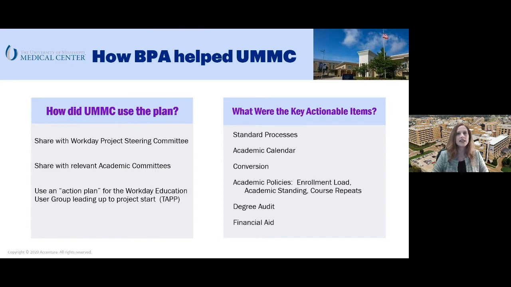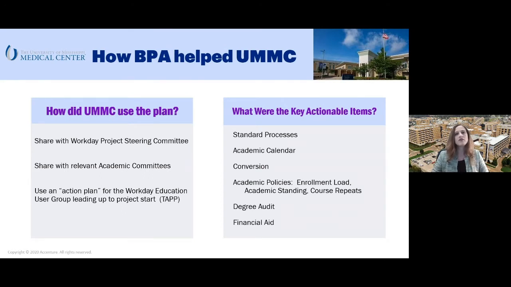And lastly, our user group used the report as an action plan. So in the months leading up to the start of our project, we began working through the most critical and high priority areas. We examined each item and we focused on the how. How do we want these processes to work going forward? And we sought the approvals of the various committees if we needed to.